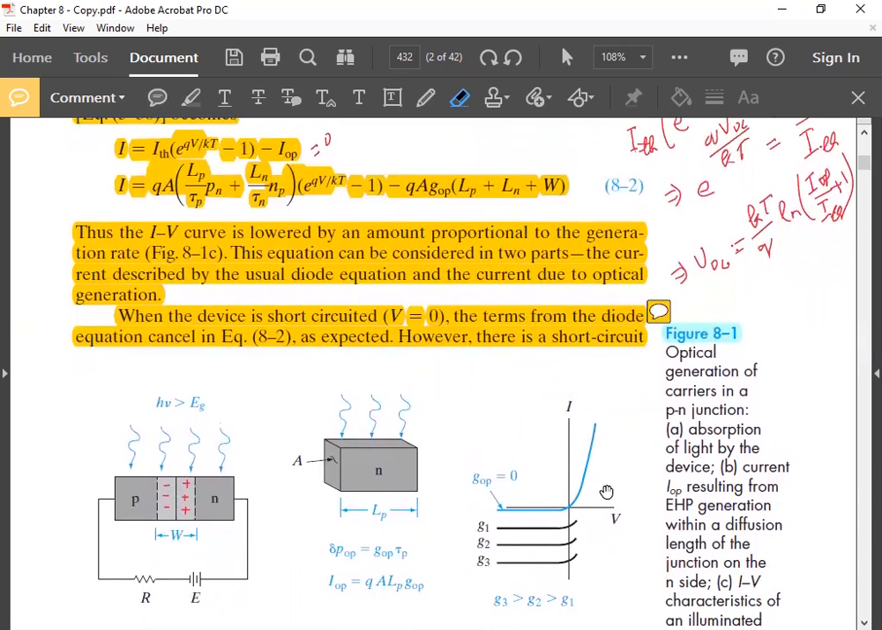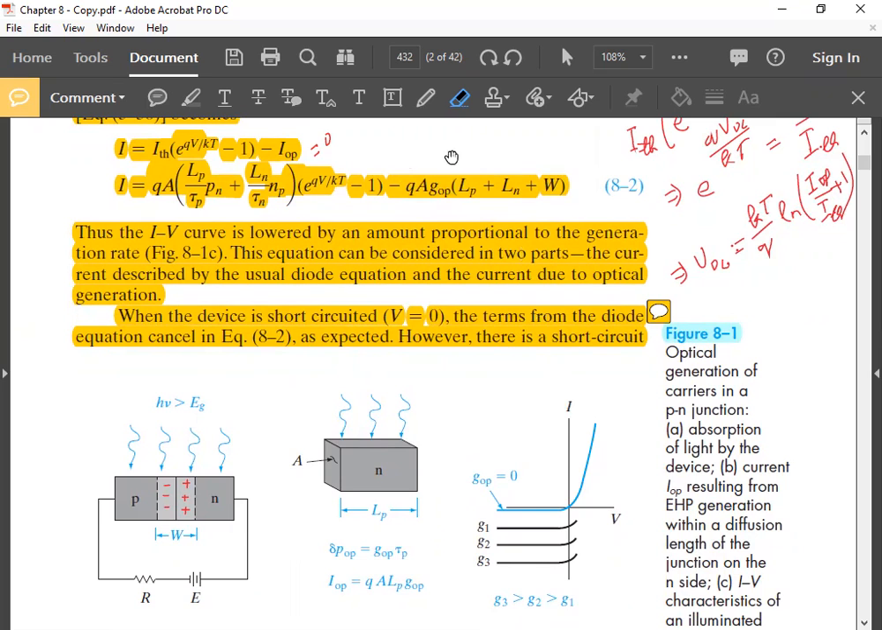Sir, this current, the GOP value, is slowly increasing. This is the typical IV characteristics of a diode, a non-illuminated diode, a diode which is not illuminated, right? Yes, sir. Once you introduce illumination, this term is added with the diode current. Yes. This part is subtracted actually, negative. So this whole curve will go down by this amount.